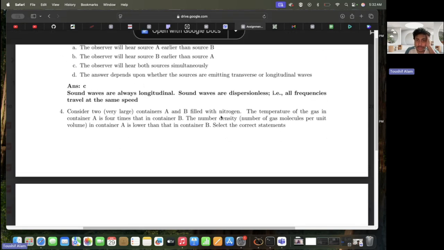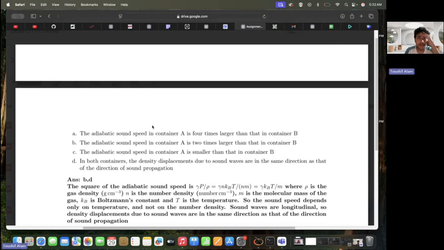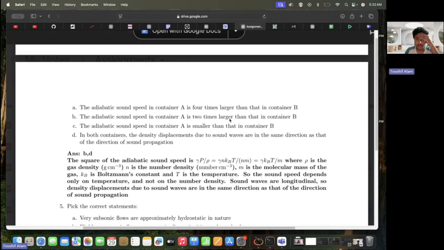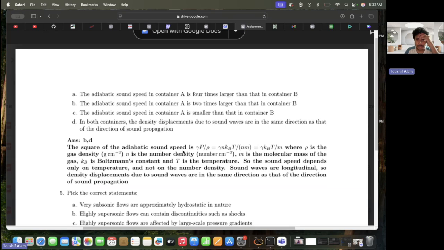Consider two very large containers A and B filled with nitrogen. The temperature of the gas in container A is 4 times that in container B. The number density in container A is lower than that in container B. Pick the correct statement about the adiabatic sound speed. The square of the adiabatic sound speed is gamma p by rho. You see, c square is gamma p by rho, and p is equal to nkT, and rho is equal to nm. So n cancels out, giving gamma kBT by m, where rho is the gas density, n the number density. M is the molecular mass of the gas, k is the Boltzmann constant, T is the temperature. So the sound speed depends only on temperature, not on the number density.